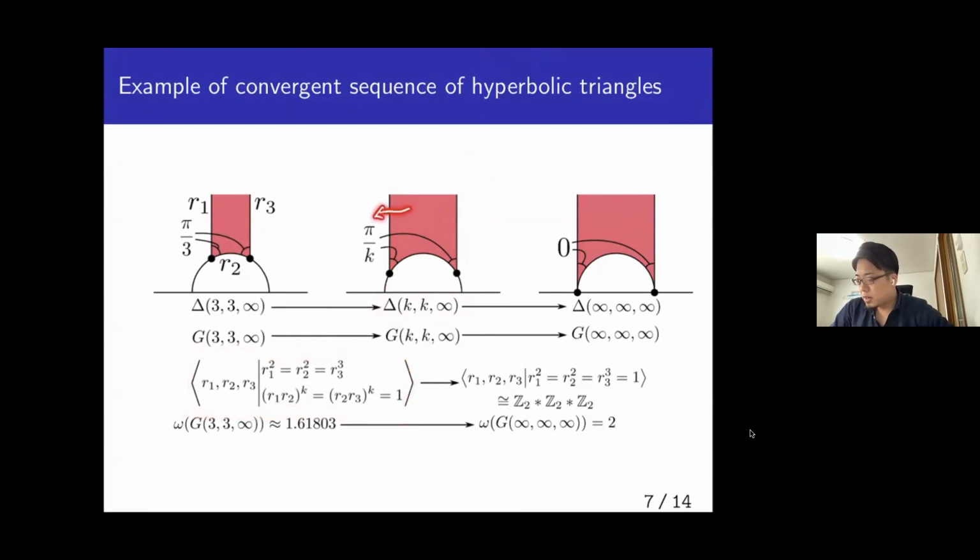So the reflection along this edge is denoted by R1, the reflection along this edge is denoted by R2, and the reflection along this edge is denoted by R3. Then the relations come from these interior angles. So the product of R1 and R2 has order K, R2 and R3 has order K, and R1 and R3 has infinite order.